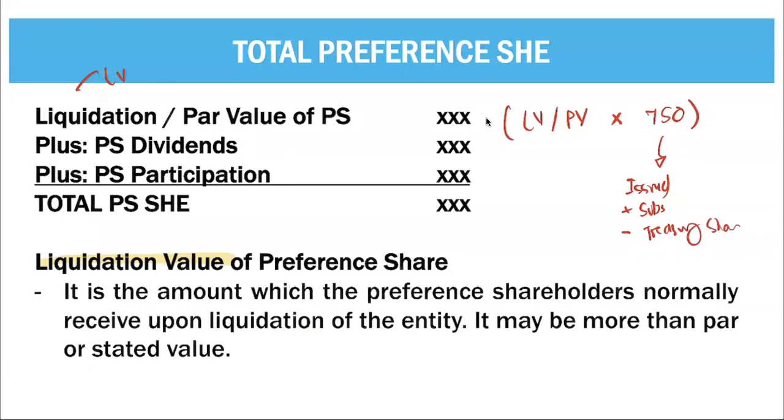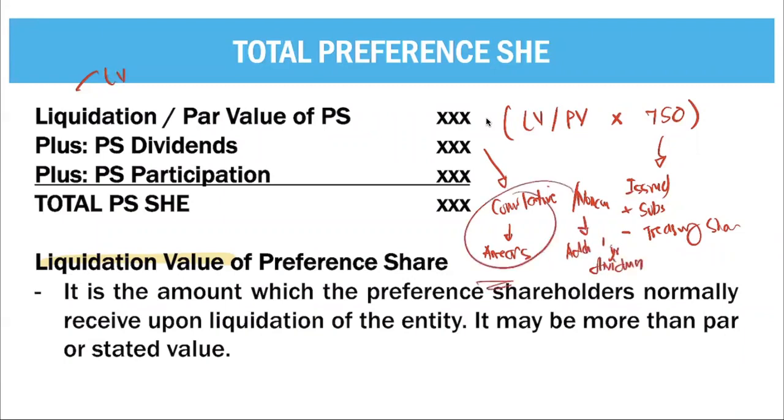Next, we add any preference share dividends. Your preference share dividends depend on whether it is cumulative or non-cumulative. If it is cumulative, of course, you add the dividend in arrears. If non-cumulative, you will only add 1 year dividend. Are we clear? If it is cumulative, you add the dividend in arrears. If non-cumulative, you only add 1 year dividend. Take note, guys, that if the problem is silent, you assume it is non-cumulative.